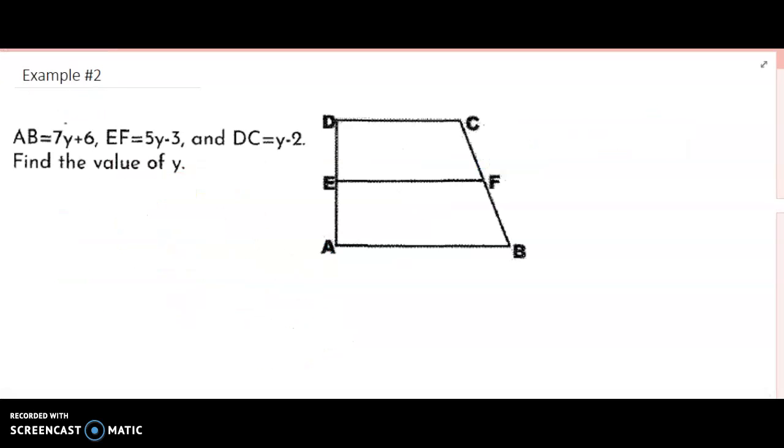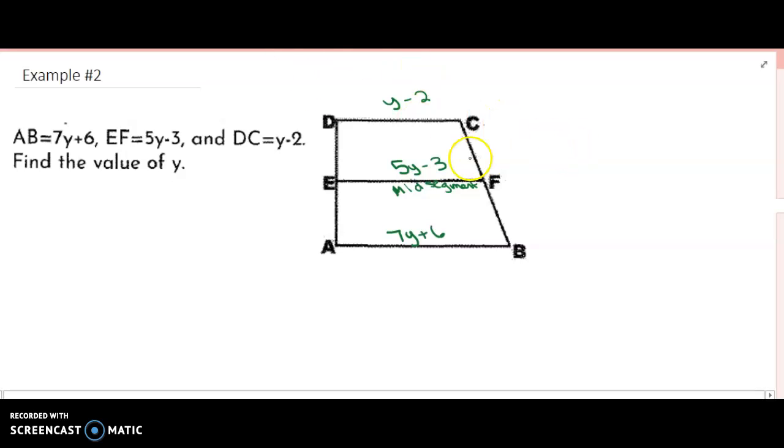All right, let's look at example 2 now. Okay, so EF here is the mid-segment, so it's halfway between DC and AB. It says if AB is 7y plus 6, EF is 5y minus 3, and DC is y minus 2, find the value of y.